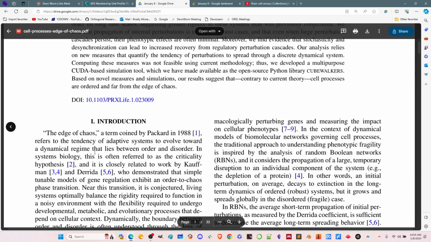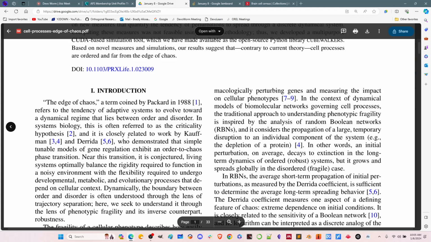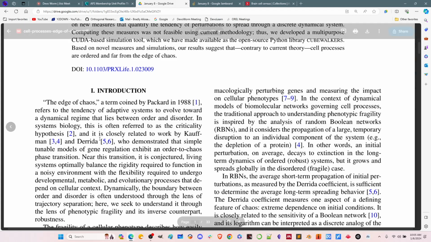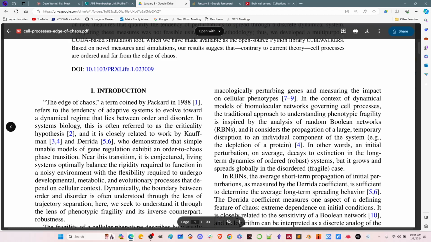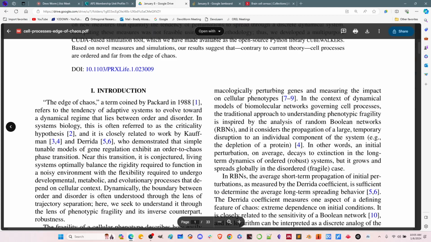So in systems biology, this is often referred to as the criticality hypothesis and is closely related to the work of Kauffman and Derrida, who demonstrated that simple tunable models of gene regulation exhibit an order to chaos phase transition. So this is where you have a model of gene regulation, maybe a gene regulatory network, and you can go from order to chaos, and there's this phase transition that characterizes this.